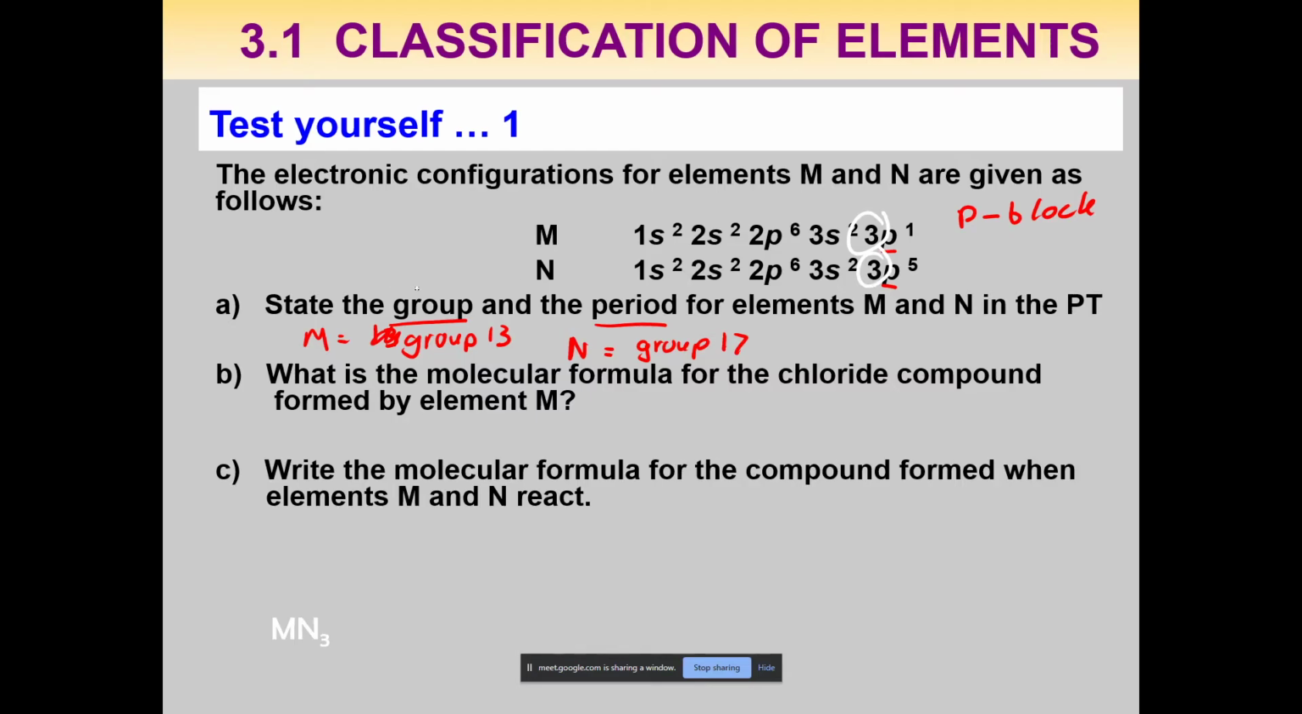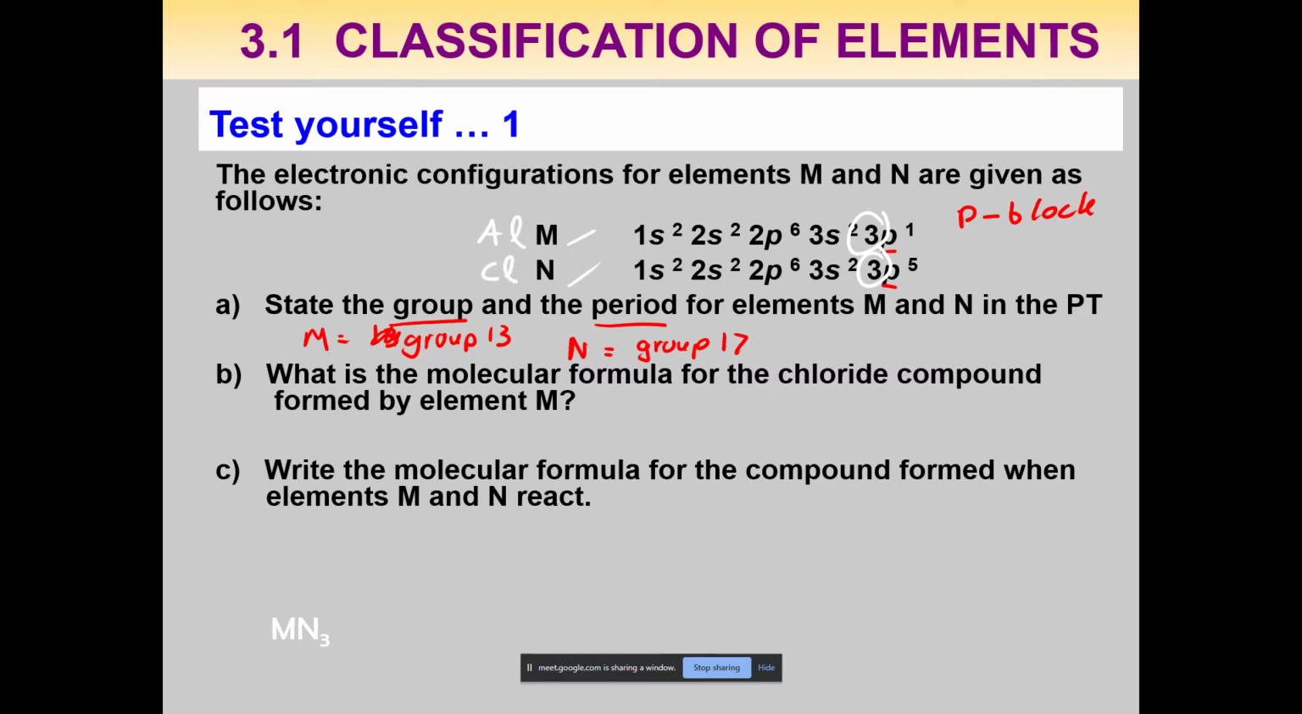Actually, for M and N, you can already look at your periodic table. For M, group 13, so it is in the P block area, group 13, and it is the third period. So going down, 3. So it is actually aluminium. And for N, it is group 17, and also period 3, which is chlorine.